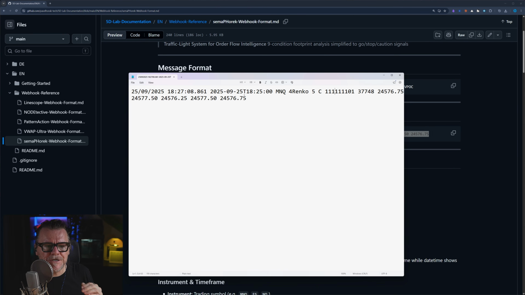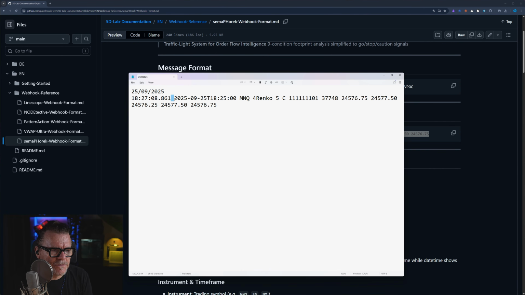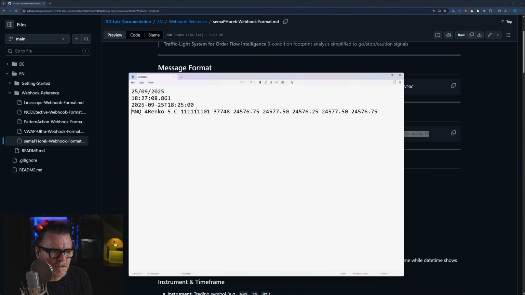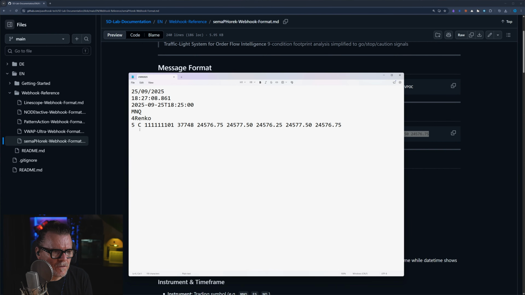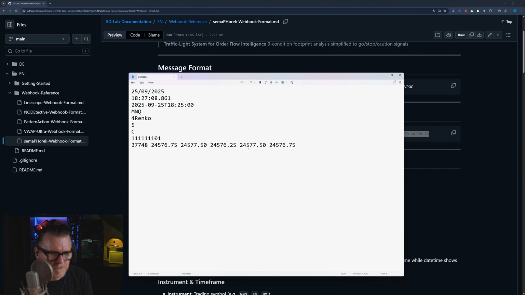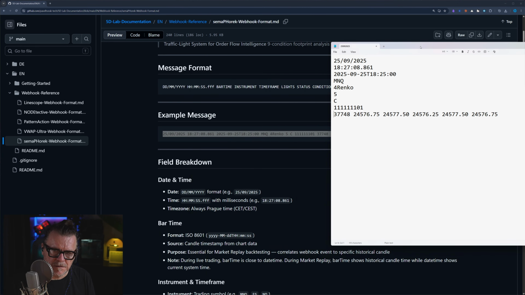So this is the information being sent from semaPHorek each time, and look at that. I will format it so that you see it. Yes, that's it. So this is what semaPHorek sends. Your semaPHorek indicator sends this at the closing of each candle.